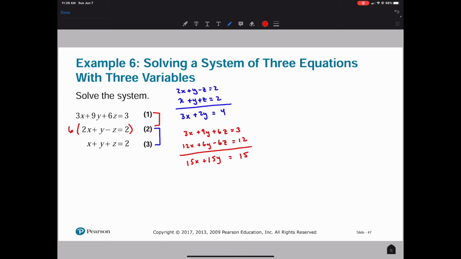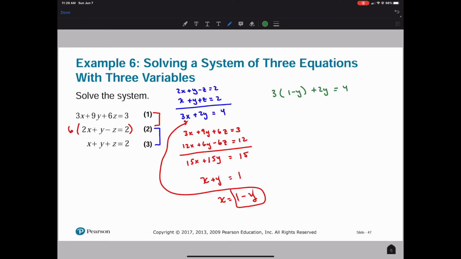Now, if all of them have 15s, you know you can factor out the 15s. So this is nothing but x plus y is equal to 1. All right? So therefore, x is just equal to 1 minus y. So I'm about to take this and plug it in here. So I got 3 times (1 minus y) plus 2y is equal to 4. So 3 minus 3y plus 2y is equal to 4. So we got 3 minus y is equal to 4. So negative y is equal to 1. So y is just equal to negative 1.